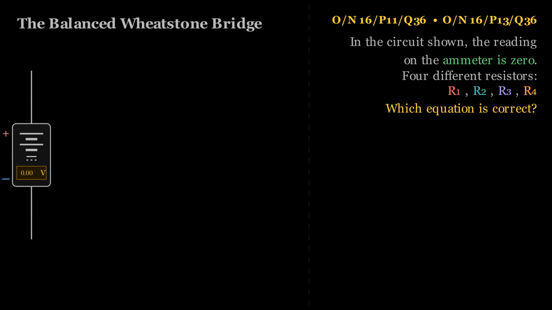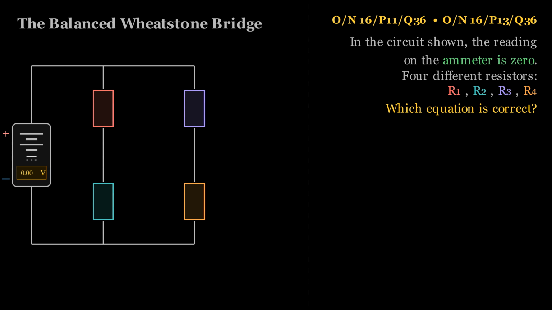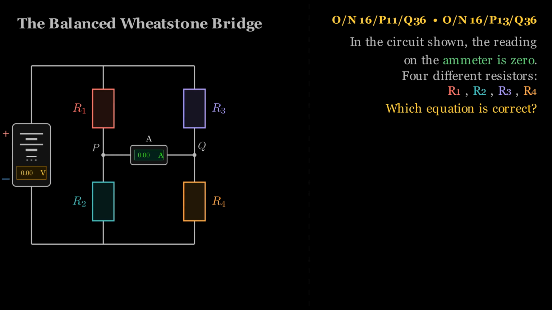A digital battery drives the network. Resistors sit on the left and right branches, with an ammeter on the bridge between nodes P and Q. The ammeter reads 0 amps, the bridge is balanced. Conventional current leaves the positive terminal and flows around both loops.